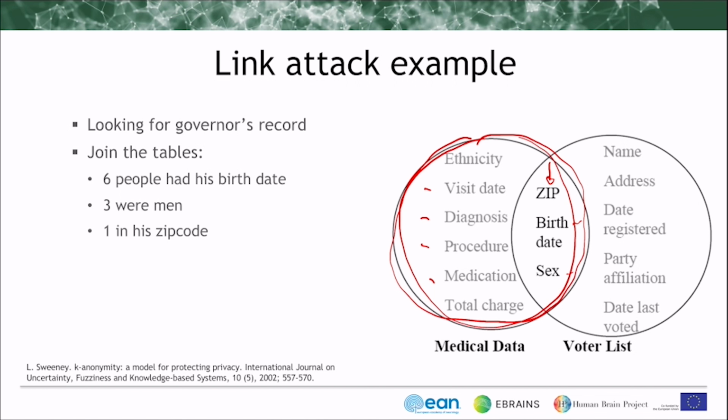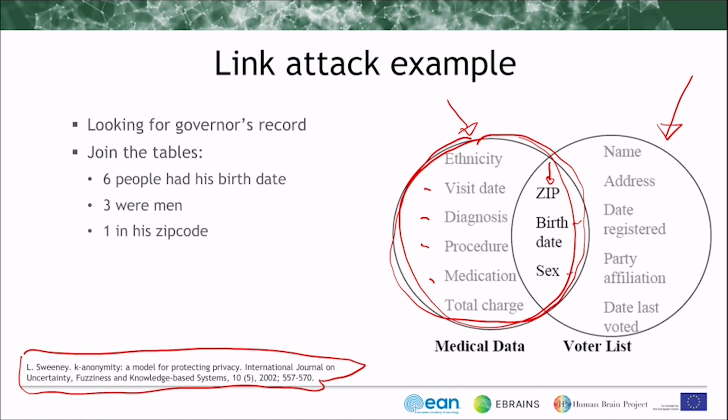In this paper, the researcher ran an attack where she linked this published data set with another published data set, which is the voter registration list of Cambridge, Massachusetts. And as you see in this further published data, you have information about the individual, the name, the address, and other information, plus some attributes that are common to the medical data: the zip, the birth date, and the sex. So from these two data sets, it's clear that you can link them by using the zip, the gender, and the birth date.